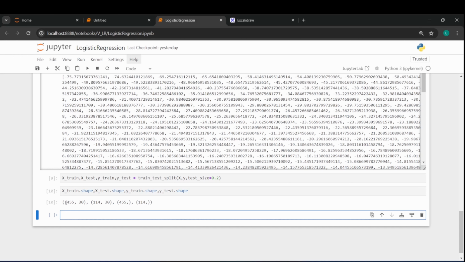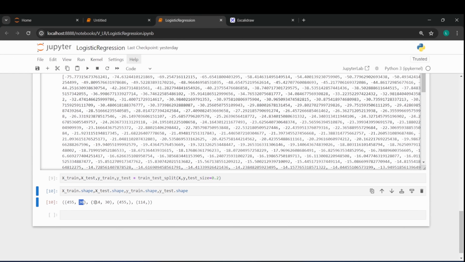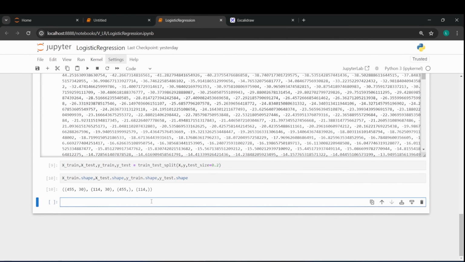So we have a total of 455 rows in the training data with 30 different features, and the remaining 114 data with 30 features in the test set. Okay, now let's start building the model. I am going to name the model LogisticRegression.